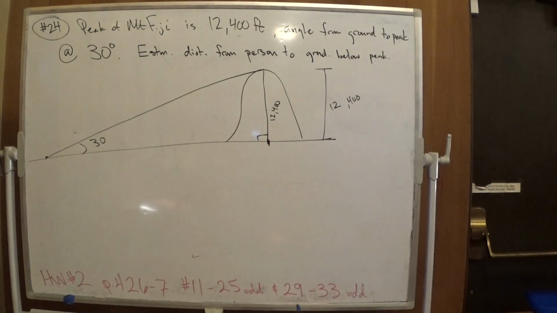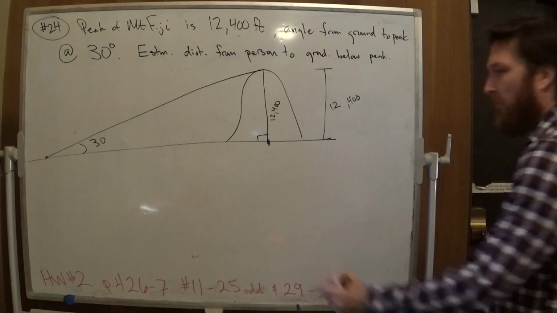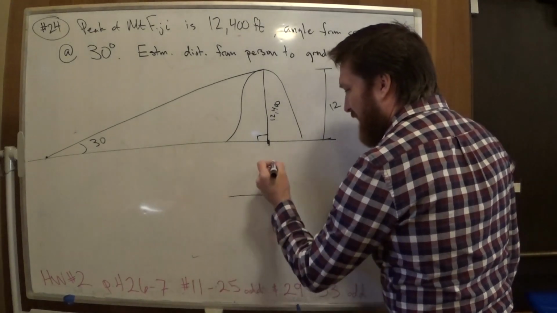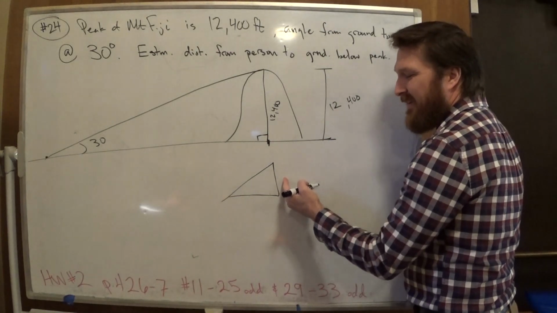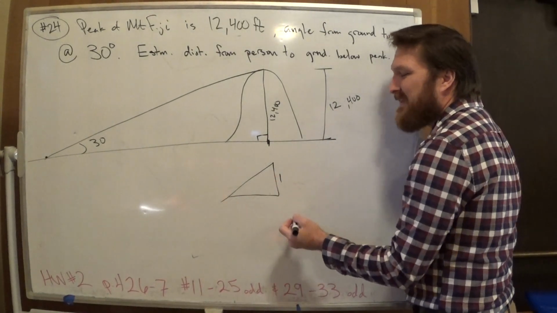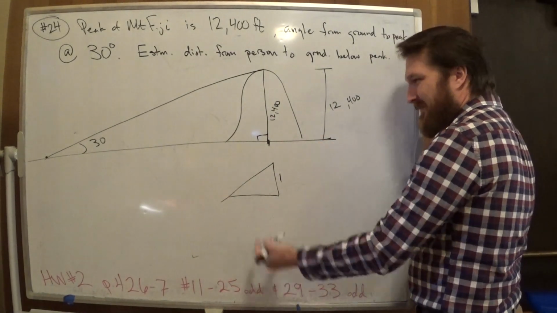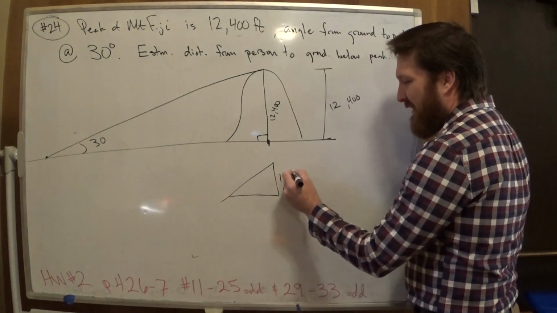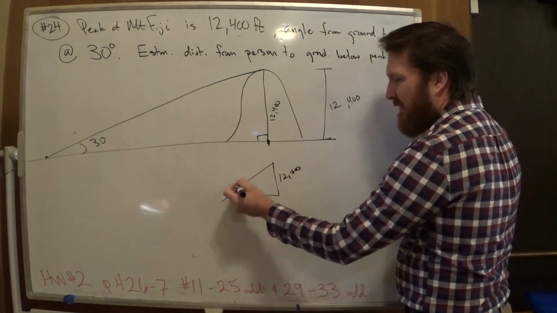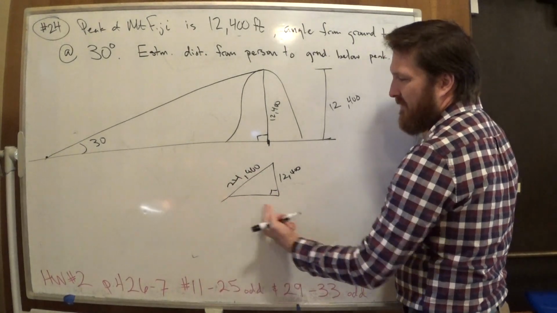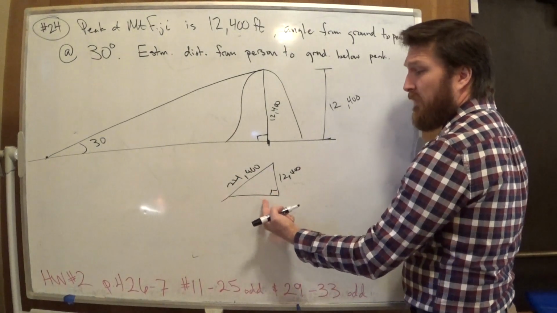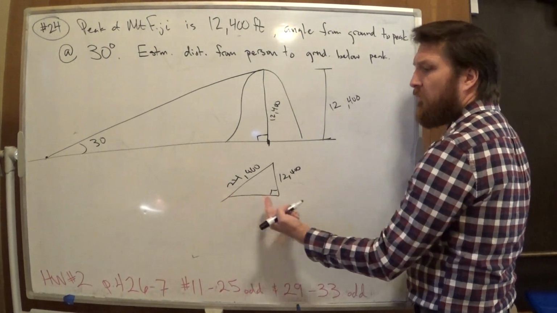This should be a really easy one to scale. We could just scale our regular 30, 60, 90. And what's really nice is, what's that side of the 30, 60, 90? 1. So what do we need to multiply every side by? 12,400. So you do that here and you get 24,800. And then you get your answer by that number times what number? What's the bottom? Root 3.